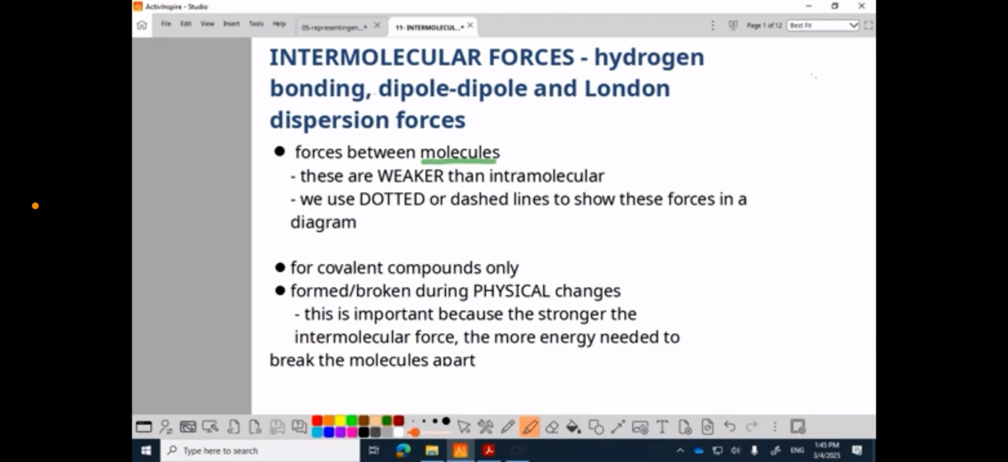So we use dotted or dashed lines to show that these forces are weaker than intramolecular, and then the type of the force can be used to decide if it is stronger or weaker. And they are between molecules, which means they are for covalent compounds only. As they are weaker, they are formed or broken during physical changes. The stronger the intermolecular force, the more energy needed to break the molecules apart. So if you're given boiling point data, the higher the boiling point, that means more energy is needed to get them apart, and that means that the force is stronger.